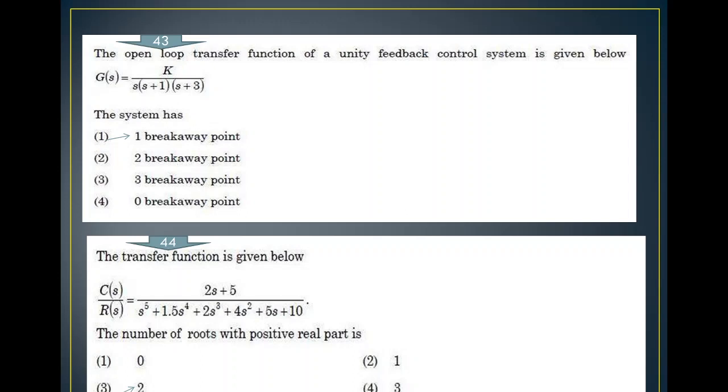The next question, question number 44. The transfer function is given below. C of s upon R of s is equal to 2s plus 5 upon s to the power 6 plus s to the power 5 plus 1.5 s to the power 4 plus 2s cube plus 4s square plus 5s plus 10. The number of roots with positive real part is: option first 0, option second 1, option third 2, option fourth 3. The correct option is option third, that is 2.